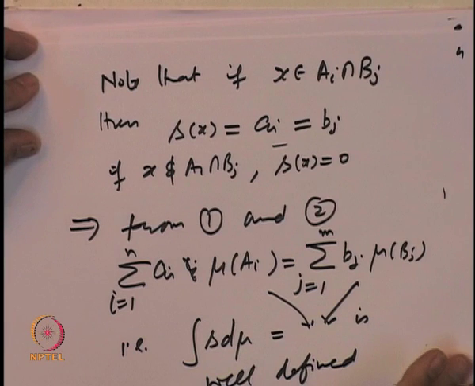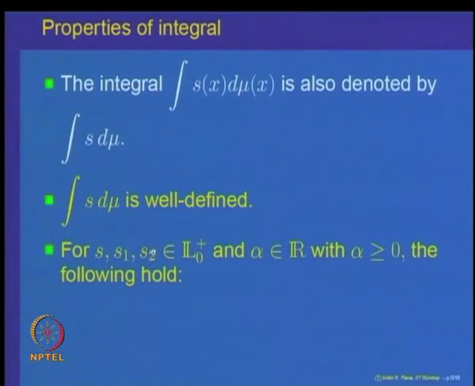So, for the integral of a non-negative simple measurable function, we can choose any representation of the non-negative simple function and define its integral in terms of that. Next, let us look at properties of this integral. So, we are going to look at functions s, s1, s2 which are non-negative simple measurable functions. Alpha will be a real number, alpha bigger than or equal to 0. Then we are going to look at what happens to various properties.